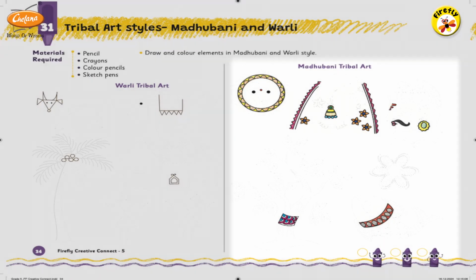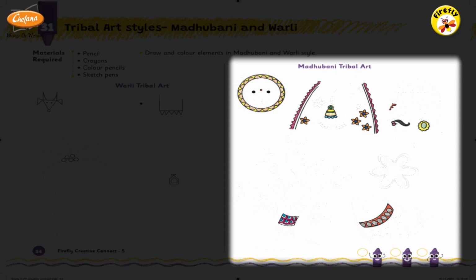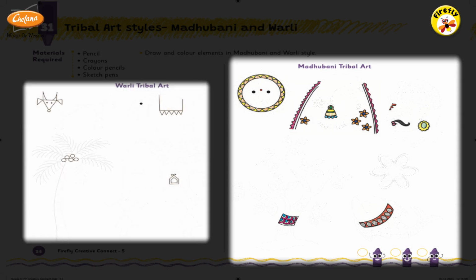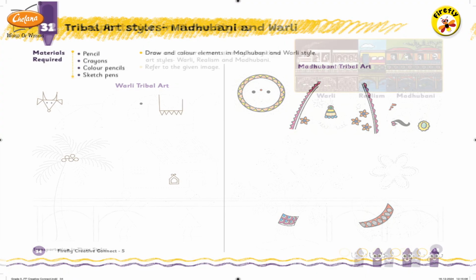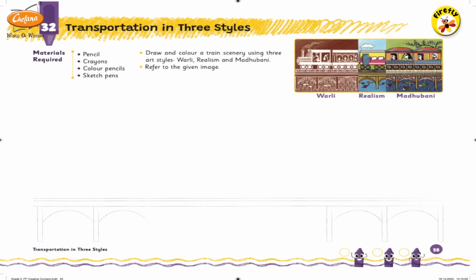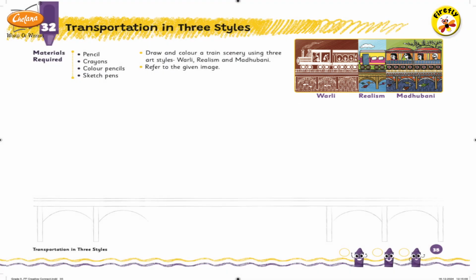Yes, so you're learning how to do Madhubani paintings, you're learning about Varli, and then in a very interesting twist, when the children are learning about transportation, they have to make this beautiful train, which is 1/3 Varli, 1/3 in realism, and 1/3 in Madhubani.